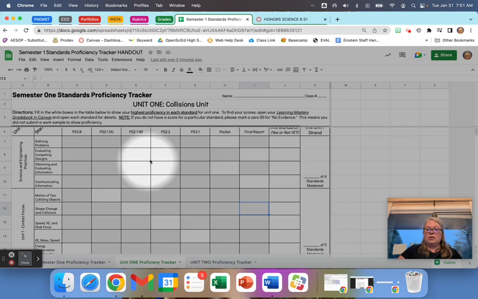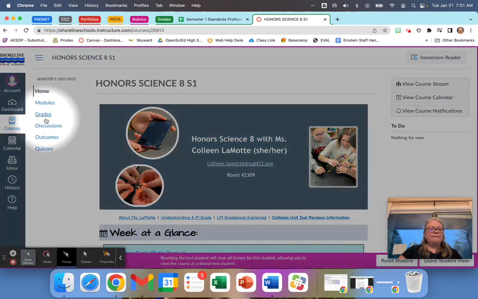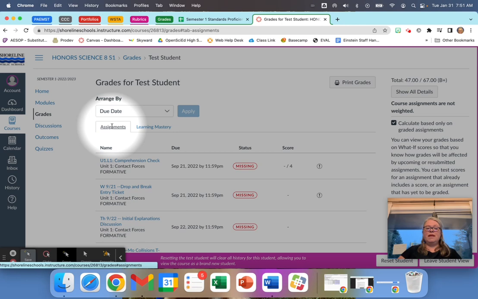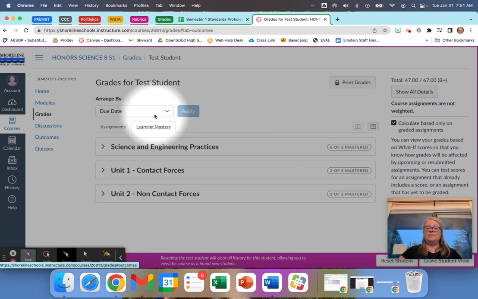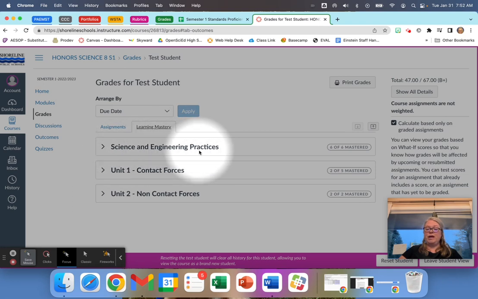To complete this chart, you will need to go to Canvas. So from Canvas, you are going to want to go into Grades. And from Grades, many of you have it set to go immediately to Assignments. You're going to want to make sure and be in your Learning Mastery. So click on the Learning Mastery. Once you get here, you will see that there are 3 categories. And these categories, units, or strands, align with this left column. So we have Science and Engineering Practices, back at Canvas, Science and Engineering Practices.